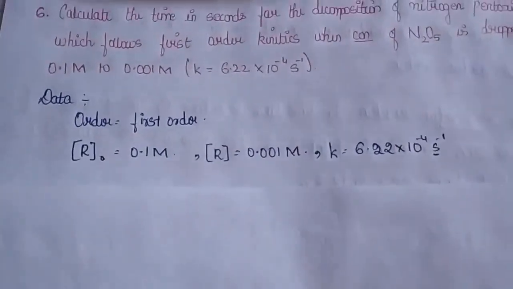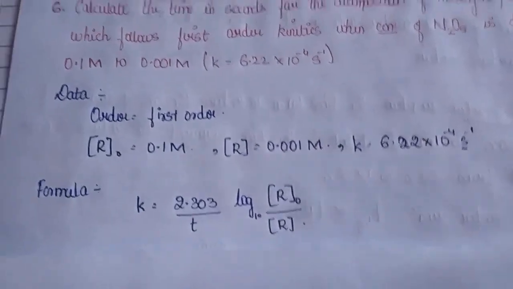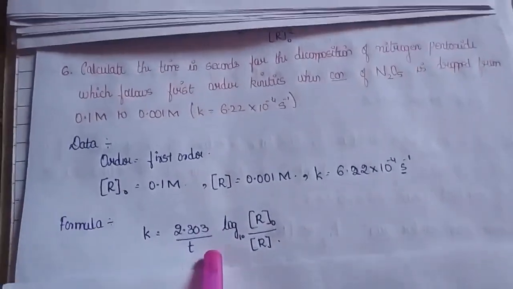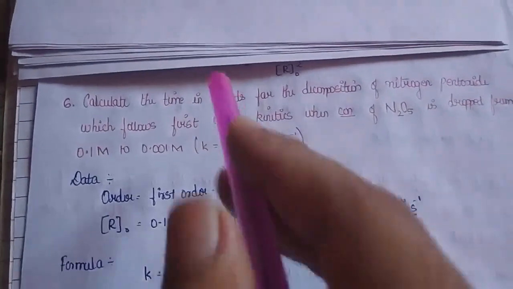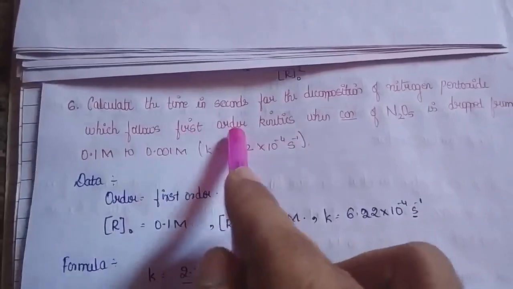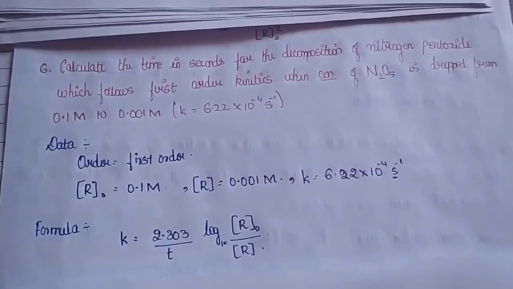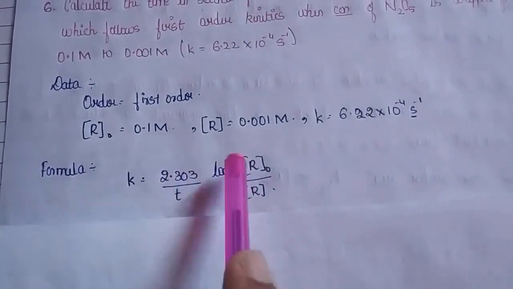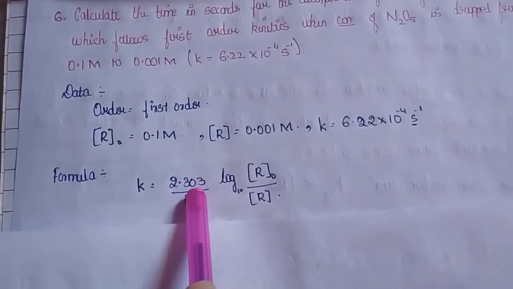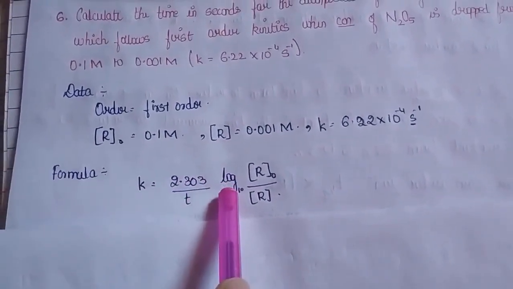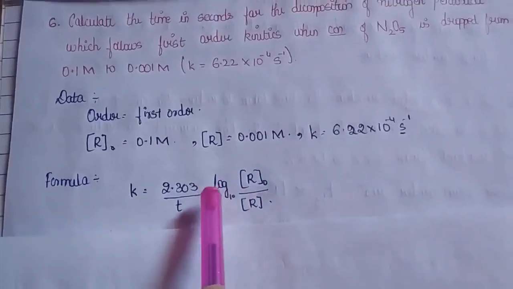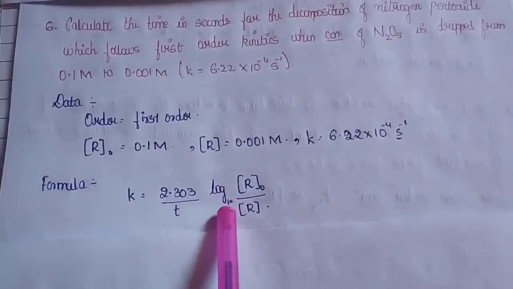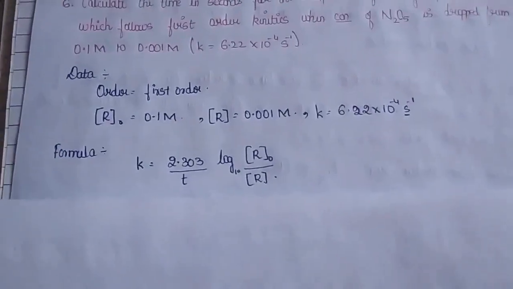Then afterwards, what are you going to write? The formula. Why did I choose this formula? Because we know that it follows first order kinetics. And what is the integrated rate equation for the first order? It gives the rate constant k equals 2.303 by t, log of R0 by R. See, log at the base 10. Remember. Okay.